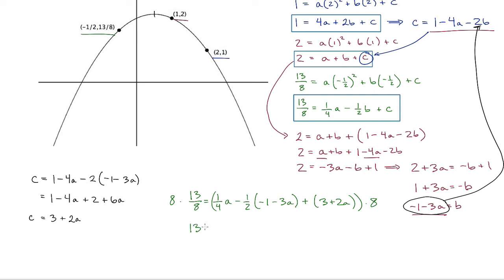And that leaves me with a 13 on the left side. And then I have 1/4 a times 8, which is 2a. I've got this minus 1/2 times 8, which is 4, times -1 minus 3a. And then 8 times this 3 plus 2a. All right, now I can multiply stuff out. So I've got -4 times -1, so that's plus 4. And then -4 times -3a is plus 12a. And then plus 8 times 3 is 24. And 8 times 2a is 16a.